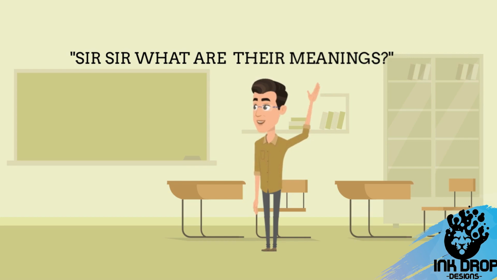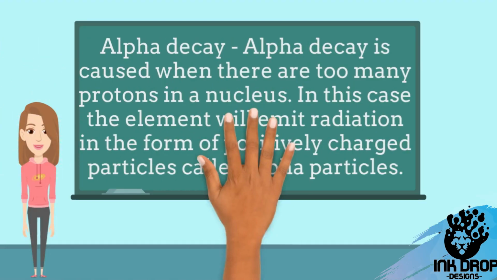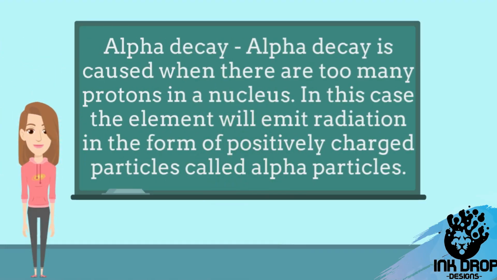Sir, what are their meanings? I'll help with meanings, don't you worry. Alpha decay is caused when there are too many protons in a nucleus. In this case, the element will emit radiation in the form of positively charged particles called alpha particles.